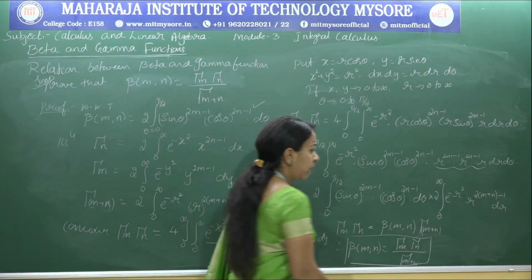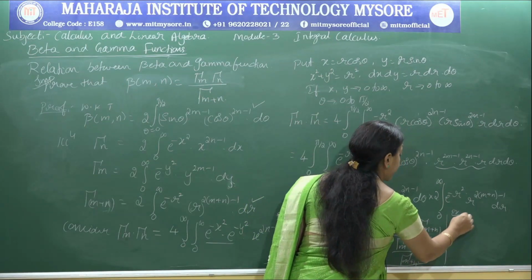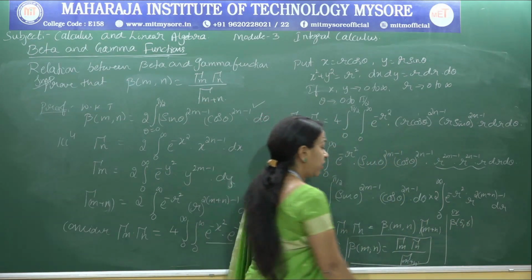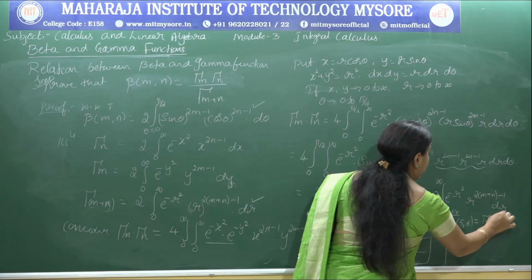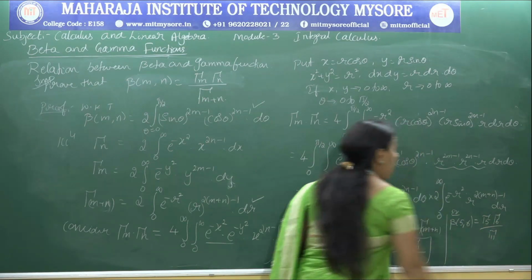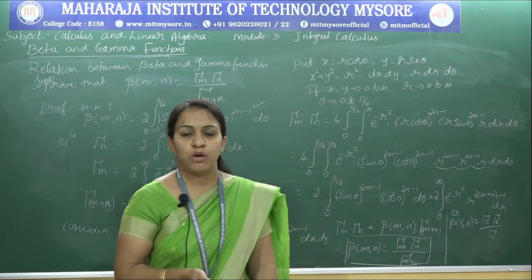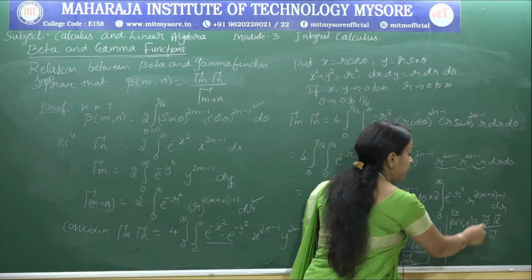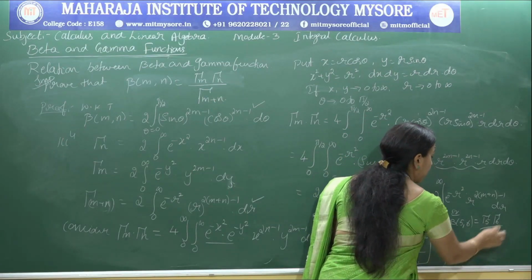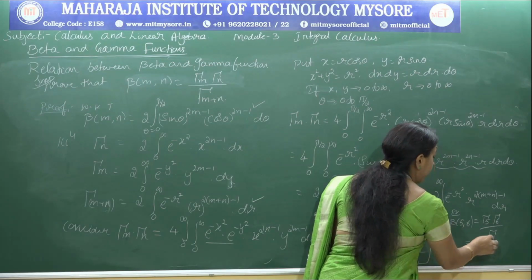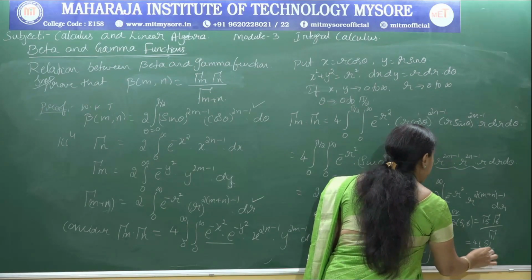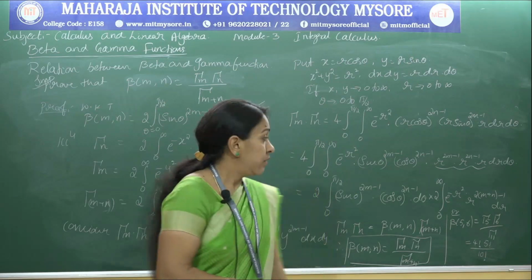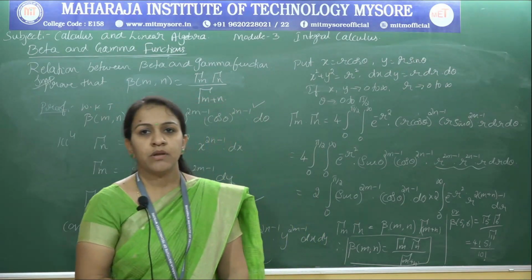So let me give an example. If I have, for example, beta 5 comma 6, I can write it as gamma 5 into gamma 6 by gamma 11. And we know the gamma n plus 1 value, that is nothing but n factorial. If I use that formula here, instead the gamma 5 can be replaced by 4 factorial and 6 can be replaced by 5 factorial, 11 can be replaced by the previous number, that is 10 factorial. So if I simplify that, we can obtain the beta 5 comma 6 value.